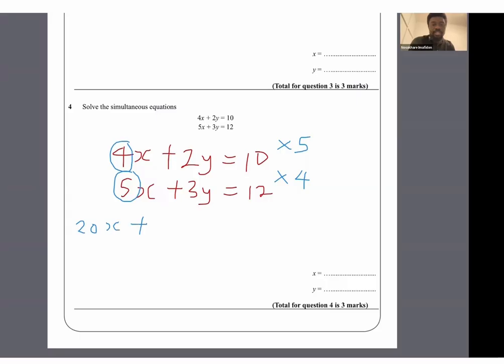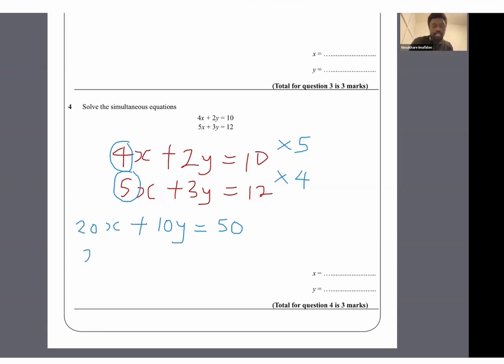2y times 5 is 10y. And of course, 10 times 5 is 50. Even though we multiply by 5 because of x, at the end of the day, it affects everything in the equation. So the other one becomes 5x times 4.